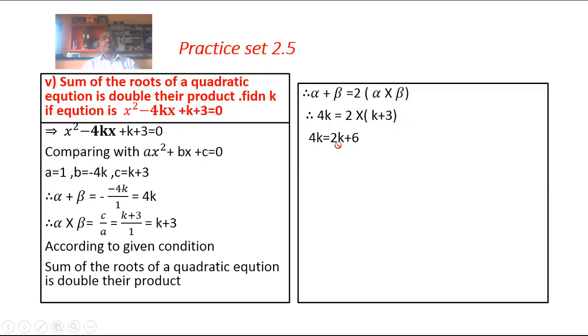2 into k is 2k, plus 2 times 3 is 6. 4k is equal to 2k plus 6. Plus 2k goes to the LHS side, then you get 4k minus 2k is equal to 6. Therefore, 2k is equal to 6. This 2 multiplied with k goes to the RHS side as divide. Therefore, k is equal to 6 upon 2, which is equal to 3. Therefore, k is equal to 3.